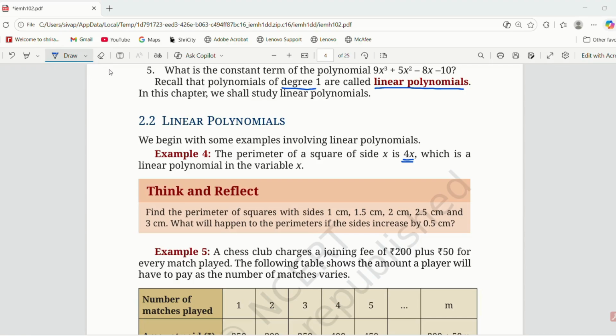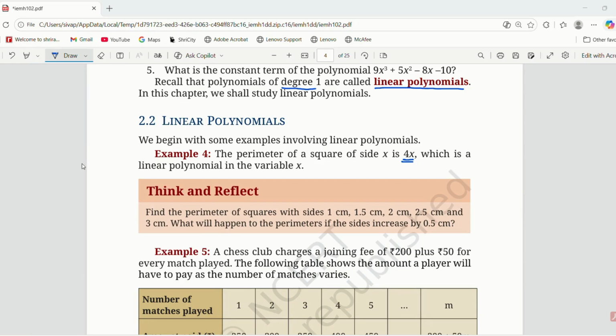Here we know that the perimeter of a square is given as 4x, and they have given different values of x: 1 centimeter, 1.5, 2, 2.5 and 3. Let's find the perimeter value. If I substitute x equal to 1 here, I'll get 4. If I substitute 1.5, 4 into 1.5 it will be 6, 2 into 4 it will be 8, 2.5 into 4 it will be 10 and 3 into 4 it will be 12. So when you compare the values of x and corresponding perimeter values, for 1 I am getting 4, for 1.5 it's 6, 2 it's 8, 2.5 it's 10 and 3 it's 12.